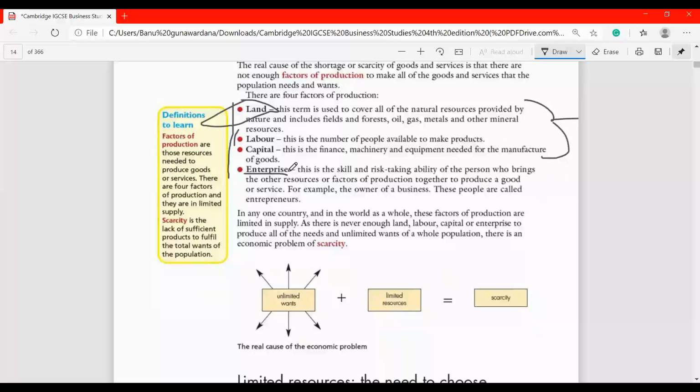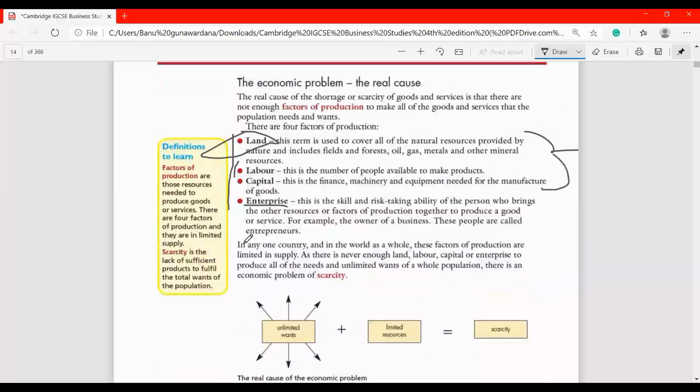This is really important because this is the person who is deciding what to produce, for whom to produce, and all those other questions. Enterprise is the skill to use these three factors of production to produce something. Without the enterprise, these three factors of production cannot be taken into use efficiently.